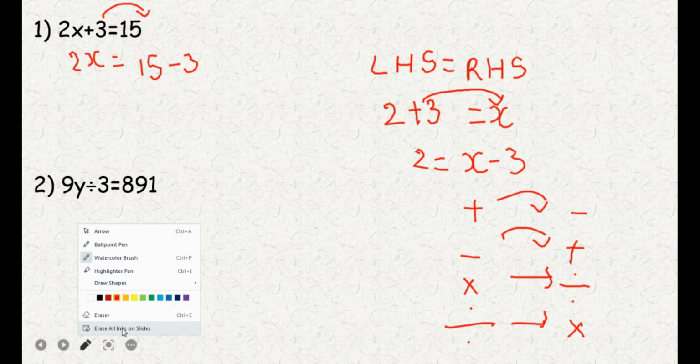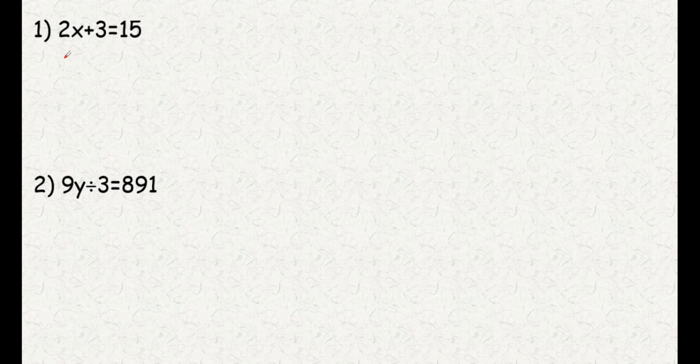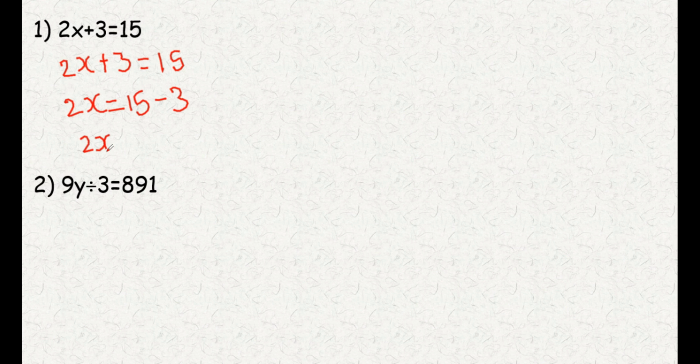Now let's solve this problem. 2x plus 3 is equal to 15. Now 2x is equal to 15 minus 3. 2x is equal to 12. x is equal to... if 2 comes to this side, it becomes divide. x is equal to 6.